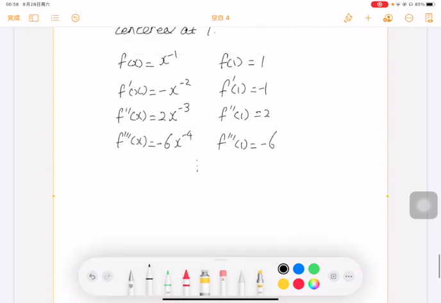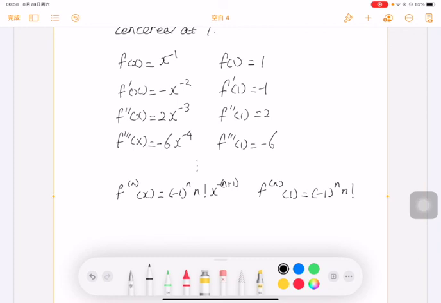Now, the pattern for this is the nth order derivative is going to be minus 1 to the nth power times n factorial times x to the minus n minus 1. So minus n plus 1 in the exponent. And the nth order derivative evaluated at 1 is just going to be minus 1 to the n times n factorial. The reason is this.